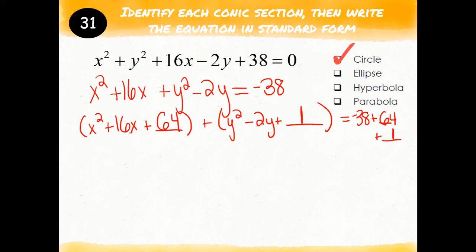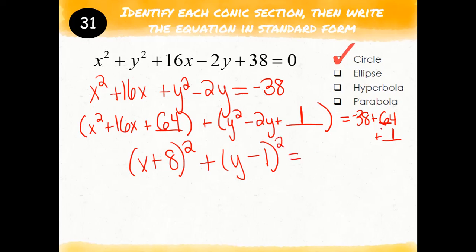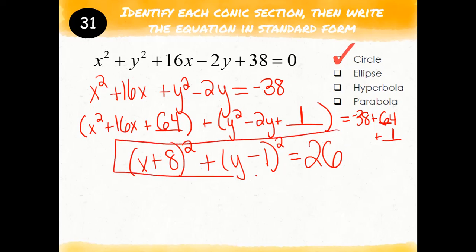Now let's factor. x squared plus 16x plus 64 would be x plus 8 squared. Now if you don't get the same thing twice, you factored wrong or you found the blank wrong. So be careful when you do that. Let's find this one. What's y minus 1 squared? And this is equal to 64 minus 38. That looks like it would be 26. Now, since this is a circle, it does not have to be equal to 1. So we're going to leave it in this form.